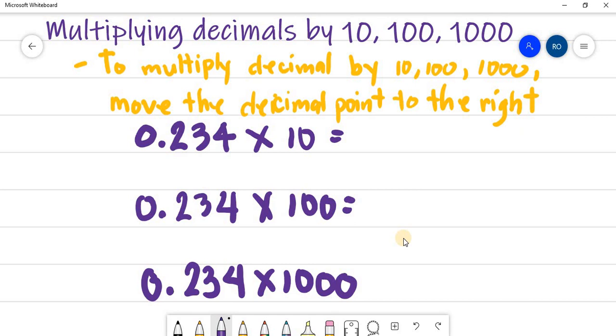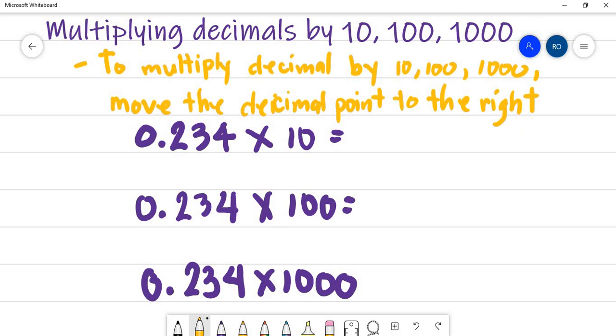So to multiply a decimal by 10, 100, and 1000, we just move the decimal point to the right. So we don't need a long solution. We just follow this rule. We just move the decimal point to the right. Let's take, for example, we have 0.234 times 10.